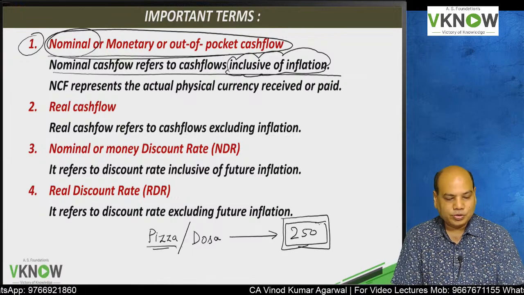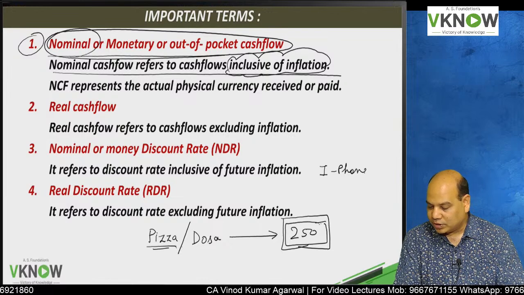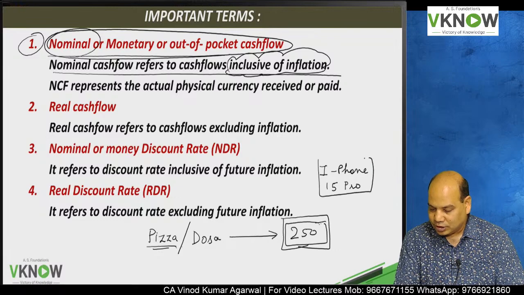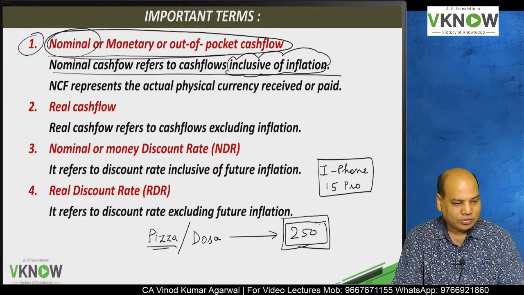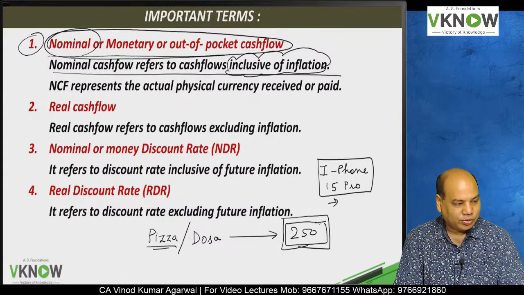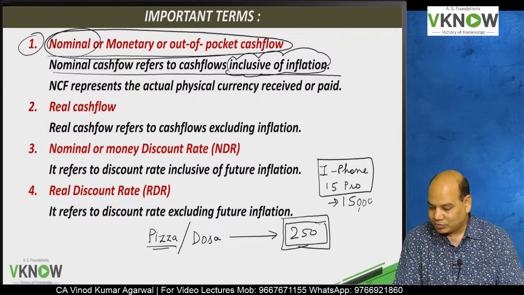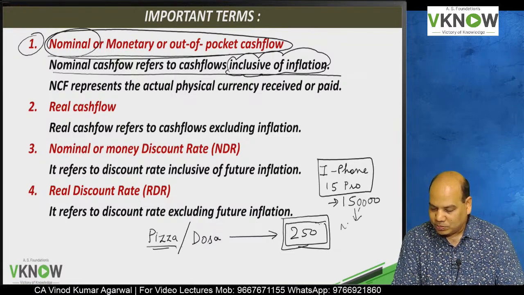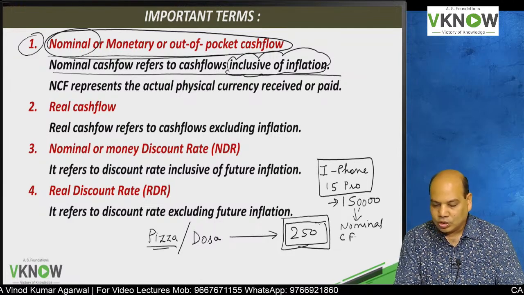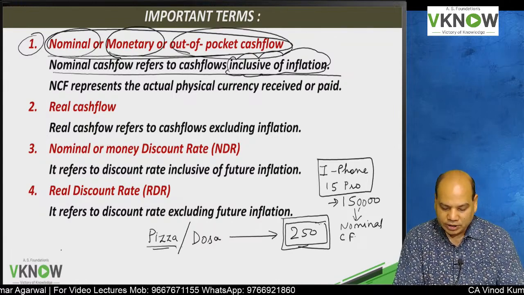Is it right? Suppose you go and buy iPhone today. You want to purchase iPhone 15 Pro today. Can anybody tell me how much they are going to charge? How much is that iPhone 15 Pro? Let us say 1,50,000. This amount that you will be paying today is the nominal cash flow, also called monetary cash flow, also called out of pocket cash flow.